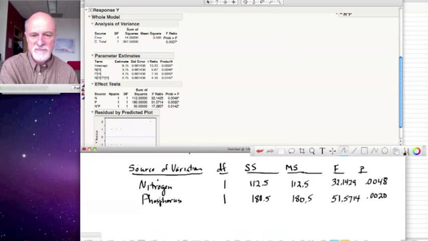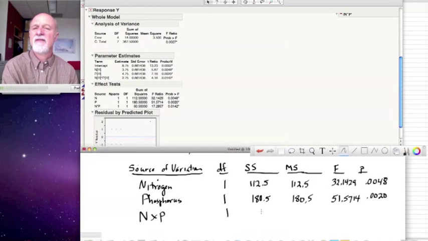Well, hold on. We need to look at the nitrogen by phosphorus interaction, which we typically write that way. I could write out the words, okay, but I'm going to give it abbreviation for now. We have 1 degree of freedom there, and we have 80.5. It's our sums of squares. Mean square is sums of squares divided by degrees of freedom, so it's 80.5 also. The F value is 17.2857. And the p-value is 0.0142. Wow, that's less than 0.05 also.